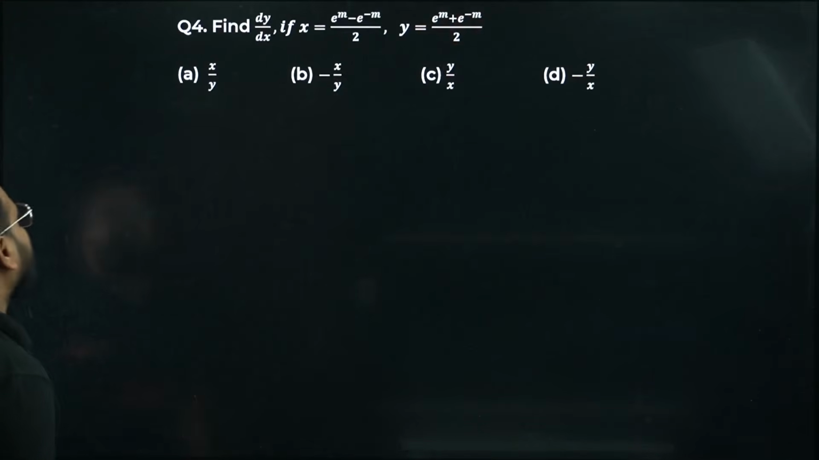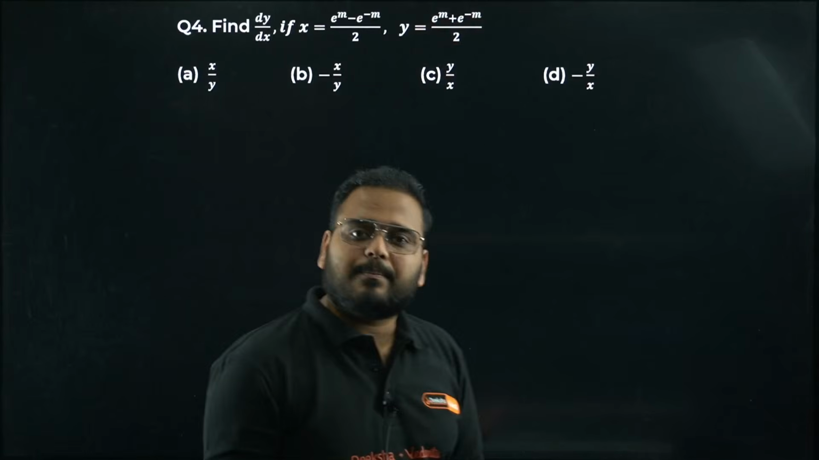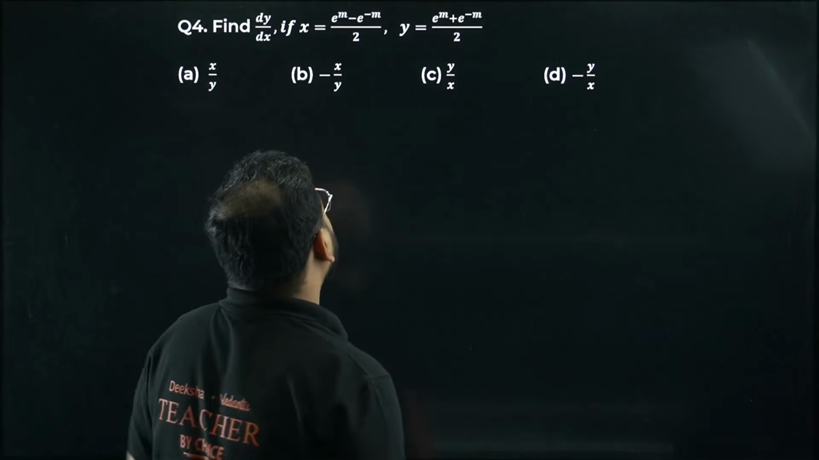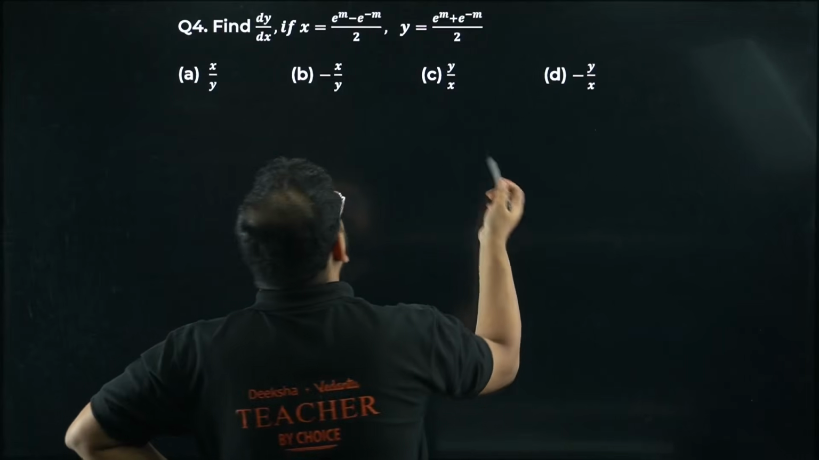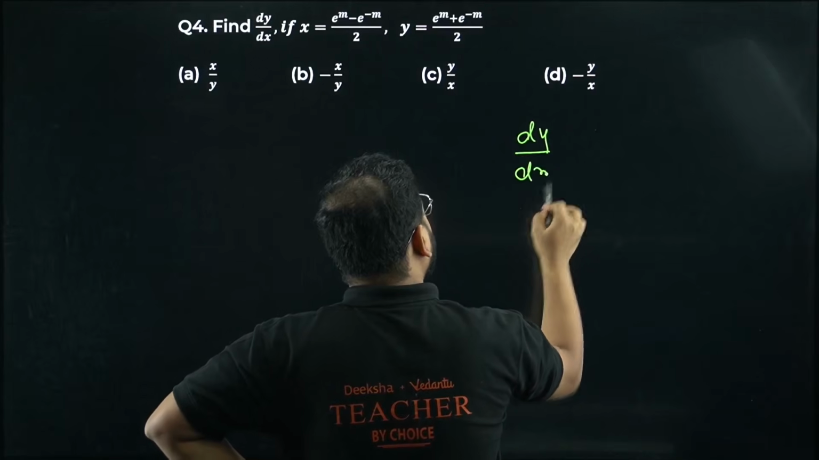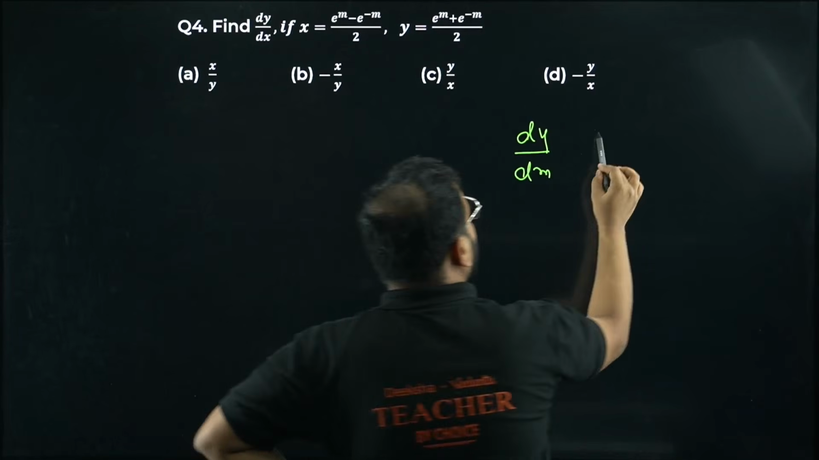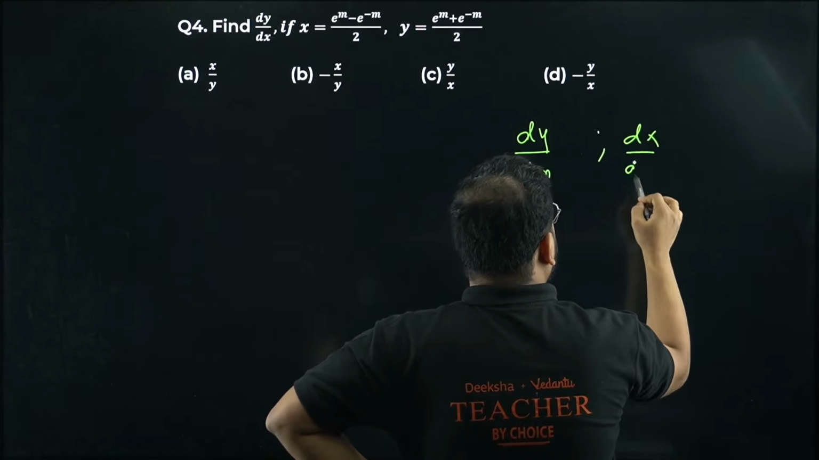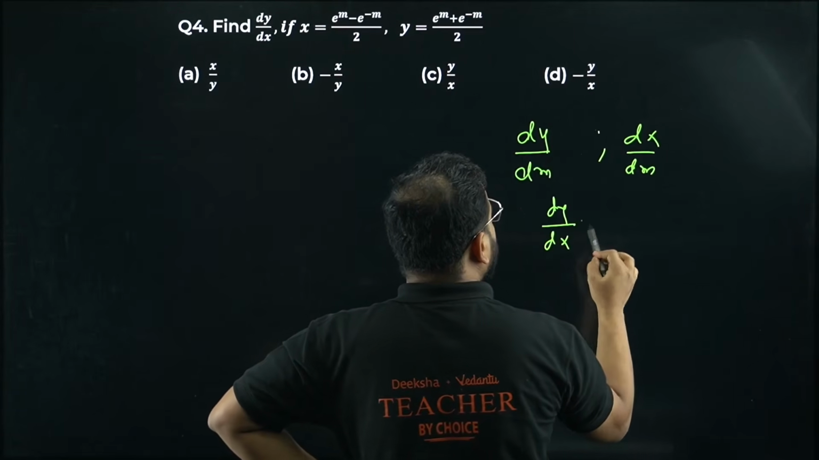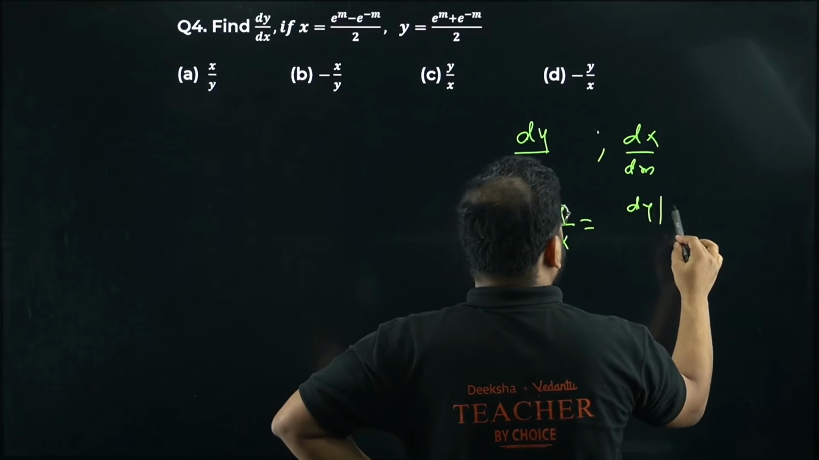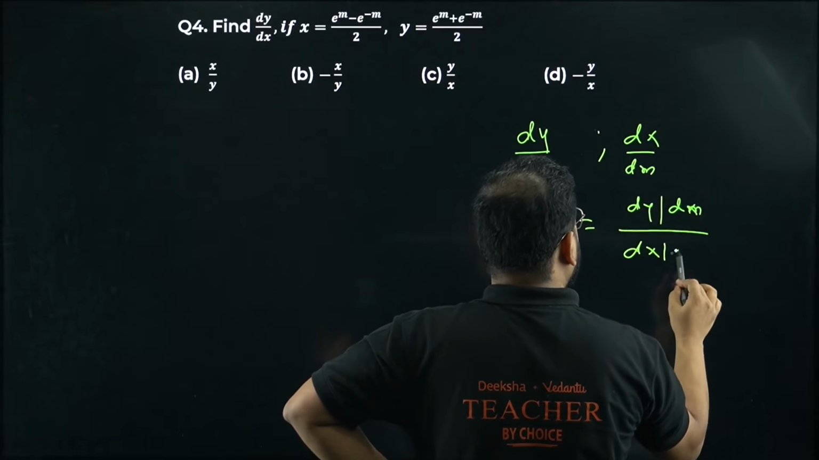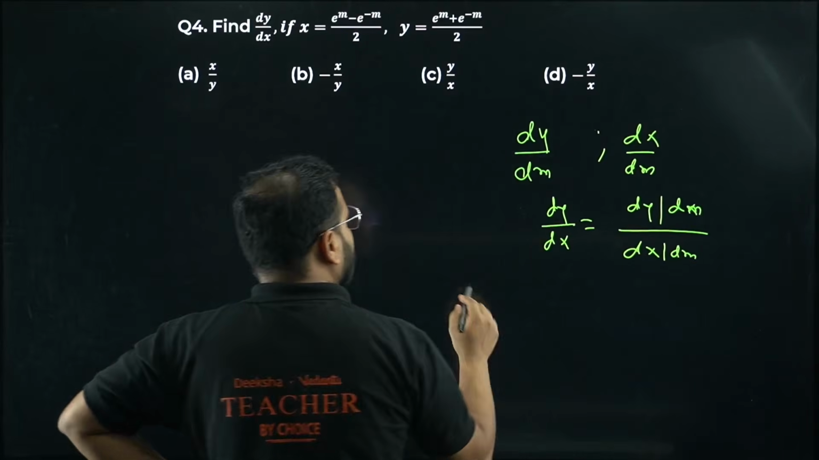Now let's have a look at question number 4. We'll quickly wrap this up. What they're asking: dy by dx is given, again in parametric form. How can we do this question? Have a look. We'll solve dy by dm first, and we'll also have to solve dx by dm. To find dy by dx, we differentiate both and take the ratio, dy by dm over dx by dm.